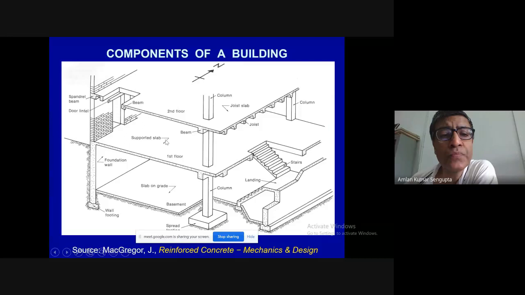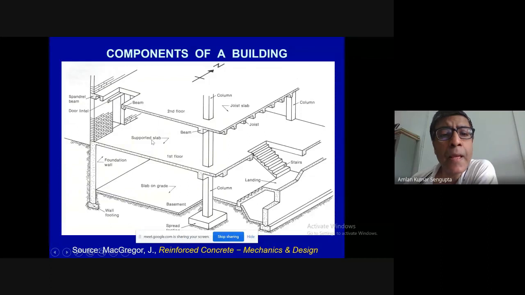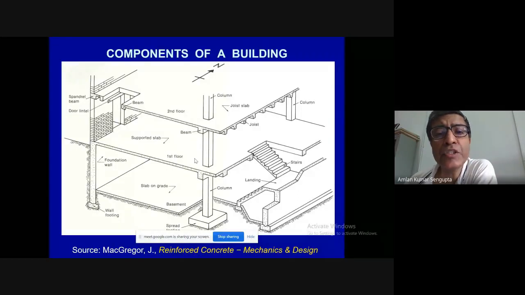In this course, we will be studying this supported slab, a slab which rests on beams. Now, what are beams? Beams are like stiffened members whose depth is typically larger than its width. The load from the slab gets transferred to the beams.